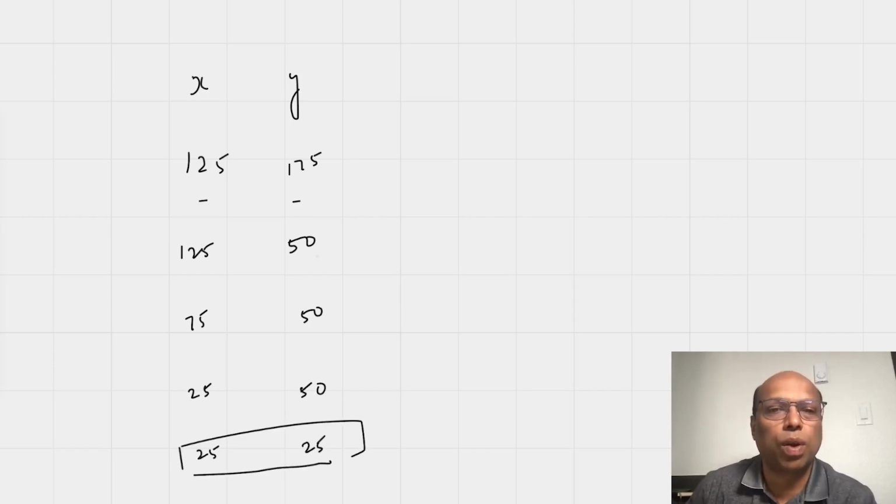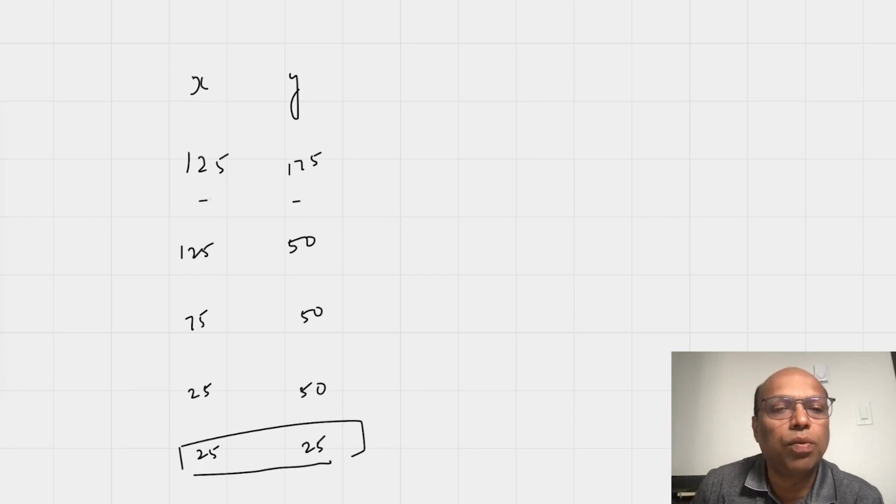The GCD for 125 and 175 is 25. If both are equal, that is the GCD. That means when I need to return a direct value, if both are equal, what do I need to return? Any one of them. Otherwise, what do I need to do?